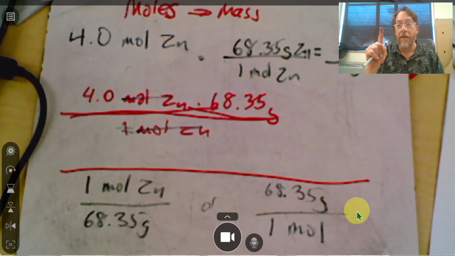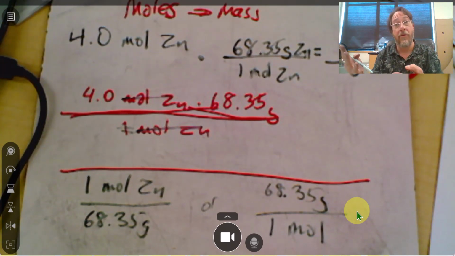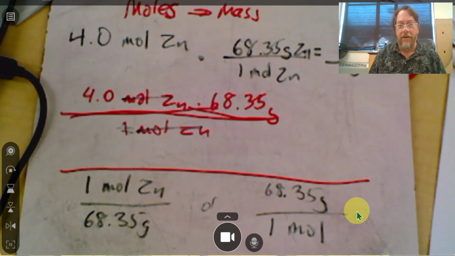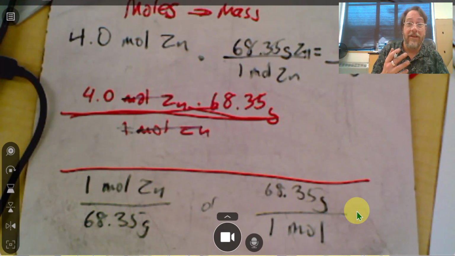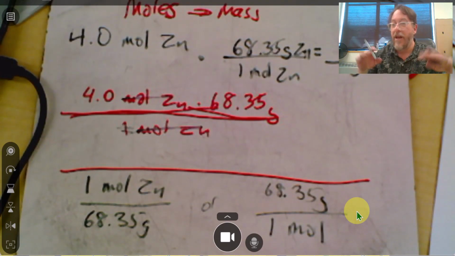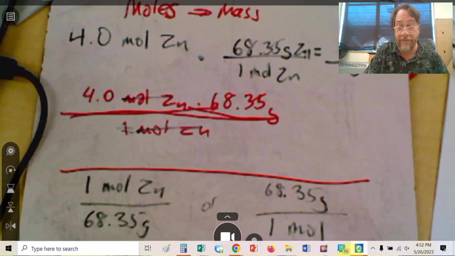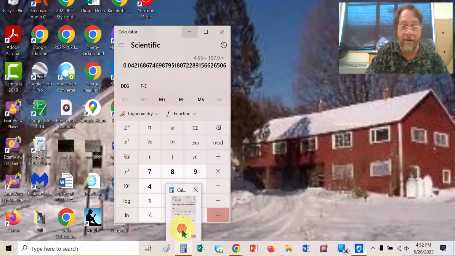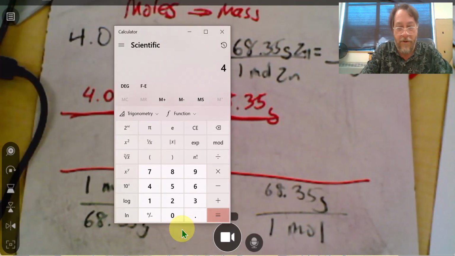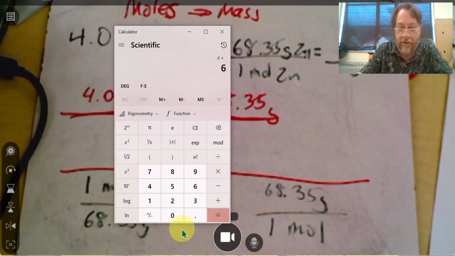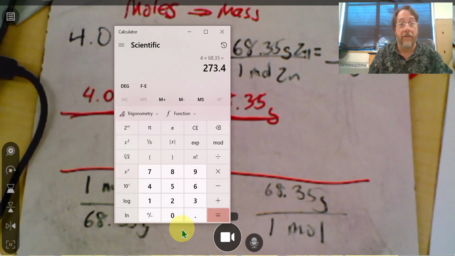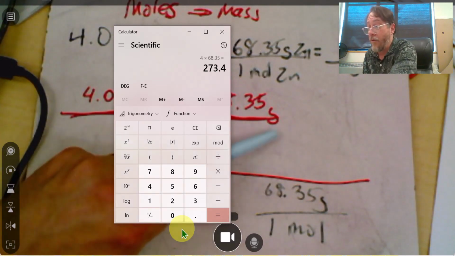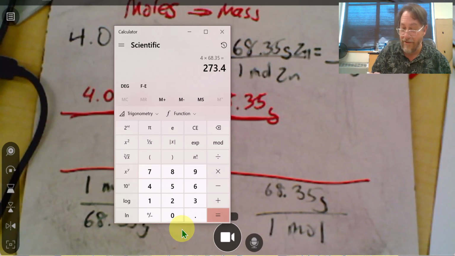Every 1 mole is 68.35 grams. We have 4, so we should multiply 4 times the number of moles that we have. Just like if I said you have 4 dozen eggs, you would multiply, well, let's not talk about eggs right now. Let's just do 4 times 68.35 on our calculator. 4 times 68.35 gives us 273.4 what? Grams. That should not be crossed out like that.